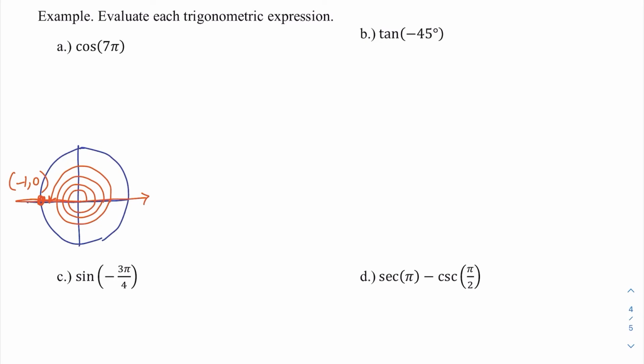So because of that, I can see that cosine of 7 pi is the same as cosine of pi, all right? But I don't even need that. I can write that just to remind myself, but I don't really need it. So cosine of 7 pi is equivalent to cosine of pi.